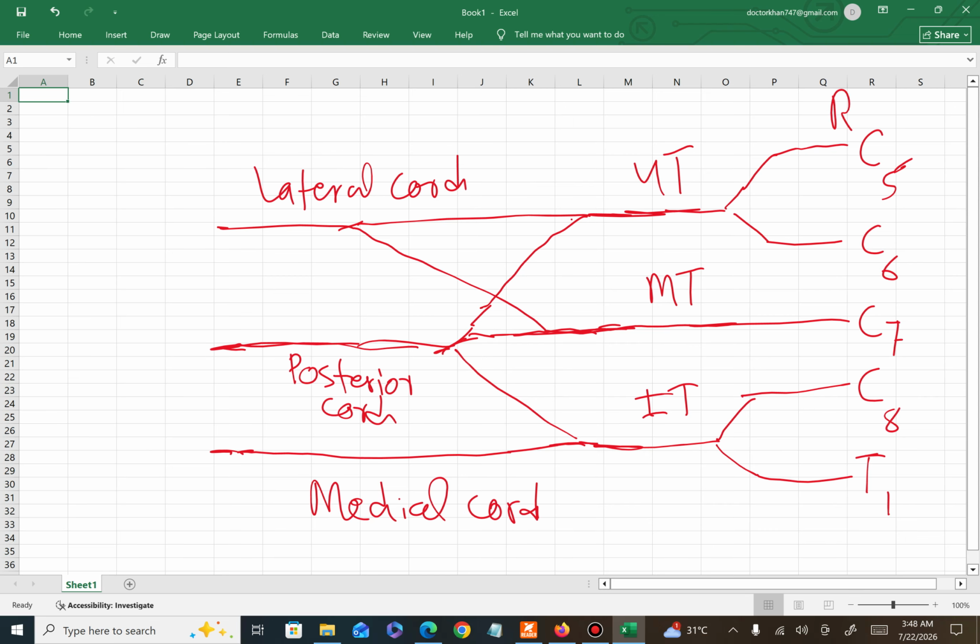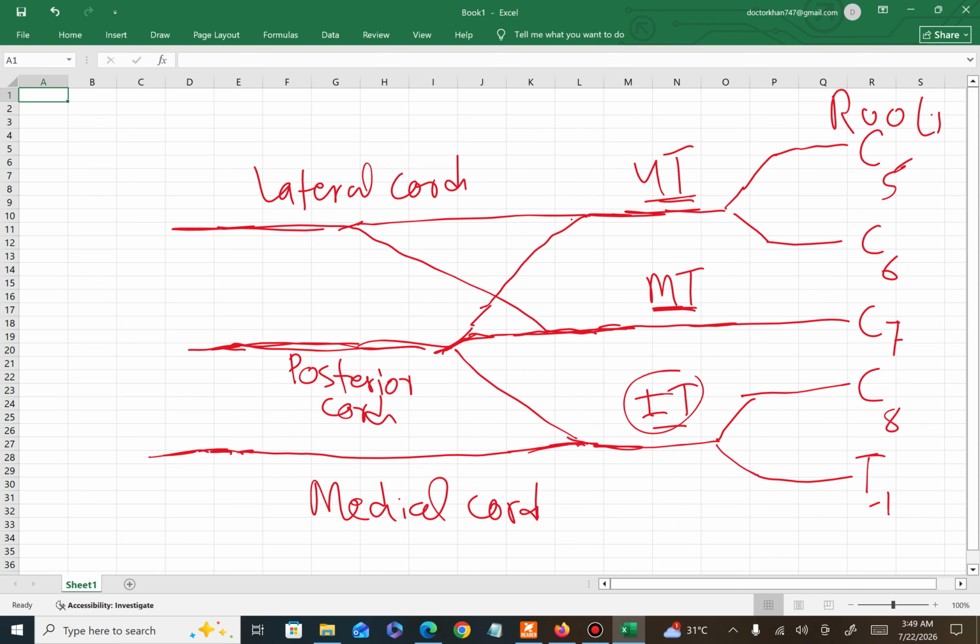So these are the roots: C5, C6, C7, C8, T1. The C5 and C6 roots combine to form the upper trunk, C7 itself forms the middle trunk, and C8 and T1 combine to form the inferior trunk. Then the posterior divisions of the upper, middle, and inferior trunks all combine to form the posterior cord, while the anterior divisions of the upper trunk and middle trunk combine to form the lateral cord. And the anterior division of the inferior trunk itself forms the medial cord.